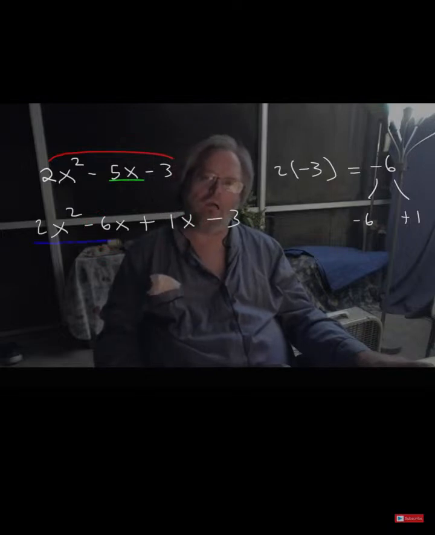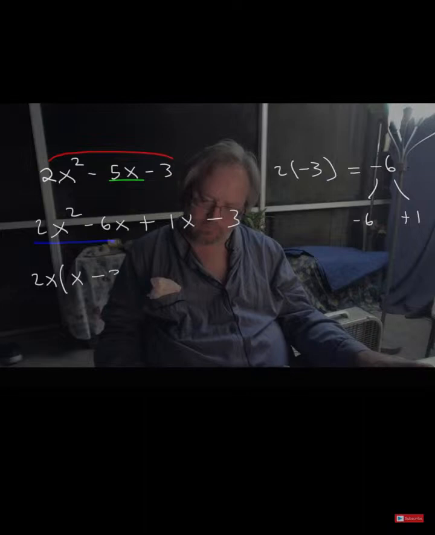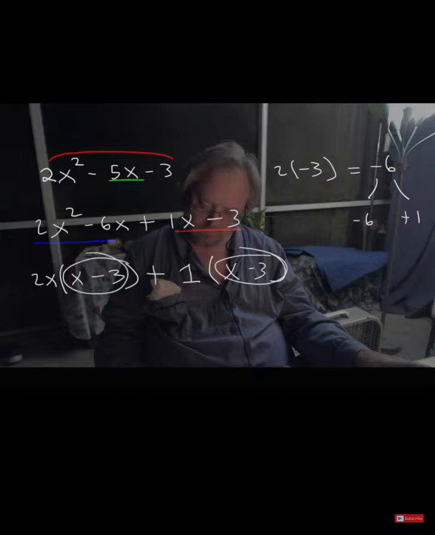In the first two terms, we want to take out the GCF, which is 2x. 2x squared divided by 2x is x. Negative 6x divided by 2x is minus 3. Now in the last two terms, take out the GCF. There appears to be none, so in this case, we're going to take out a 1. When these two things are the same, you're on the right track.